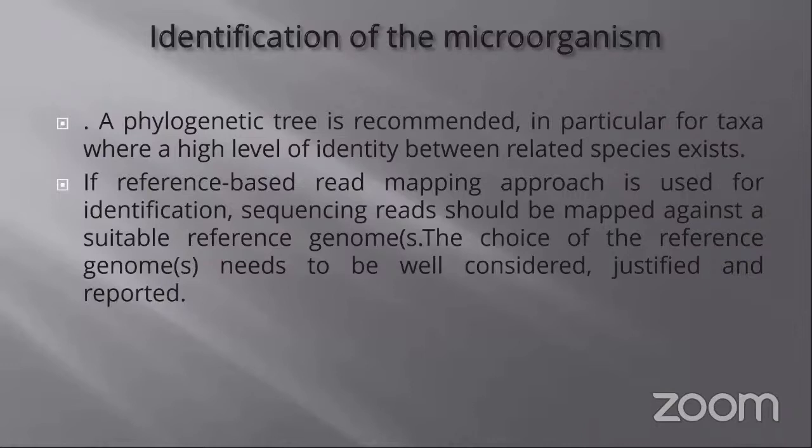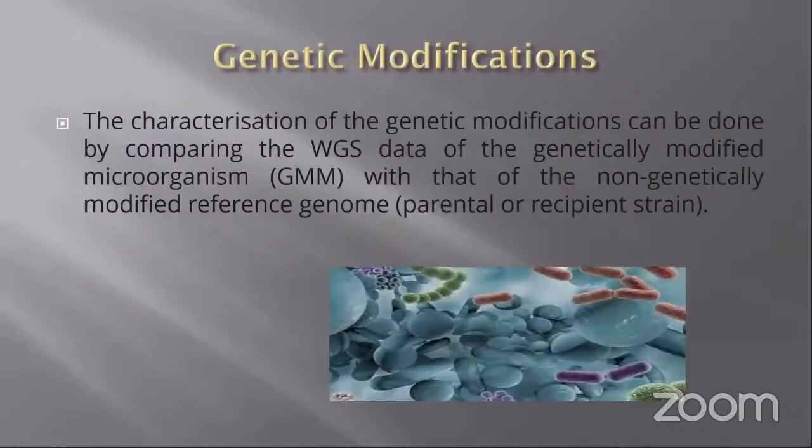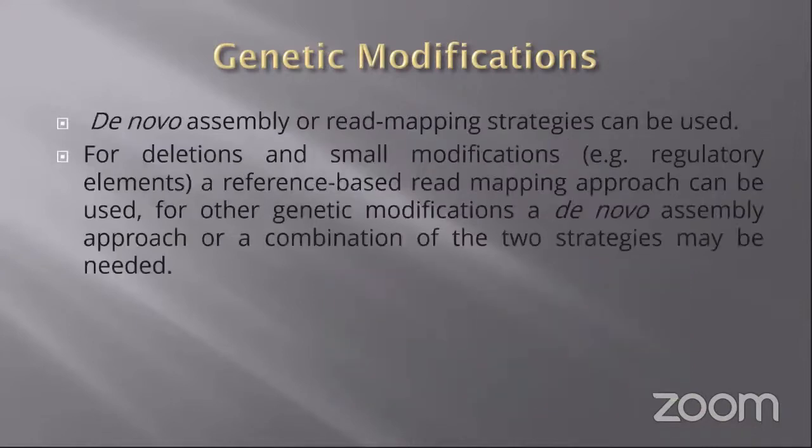Genetic characterization of the genetic modifications can be done by comparing the WGS data of the genetically modified microorganism with that of the non-genetically modified reference genome, parental or recipient strain. For additions and small modifications, for example regulatory elements, a reference-based read mapping approach can be used. For other genetic modifications, a de novo assembly or confirmation of the test strategy may be needed.